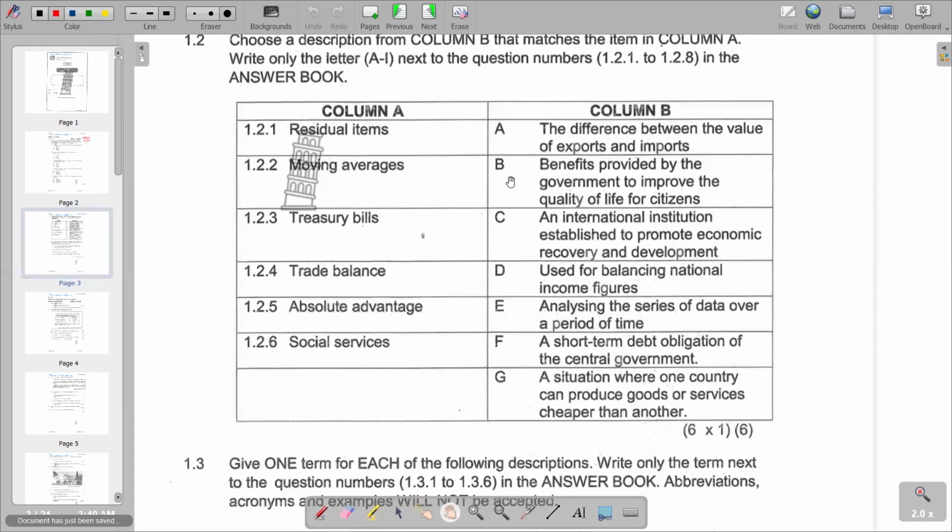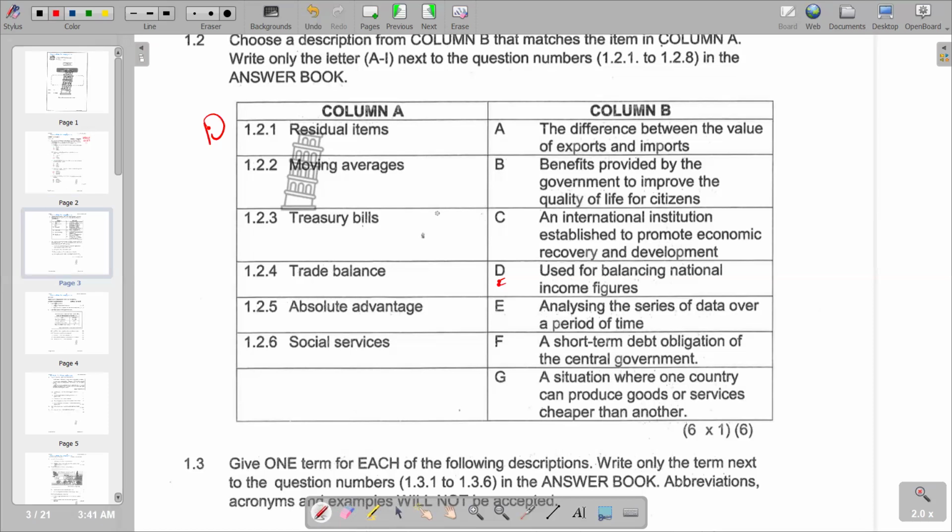But a residual item, basically, is used to clear the original open item. So basically, within that context, we can try to find out about the explanations that we are given there. So going down, you'll see that D becomes the figure. So D becomes the correct one. Then we also have moving average. So with moving average, we try to see which explanation matches moving averages.